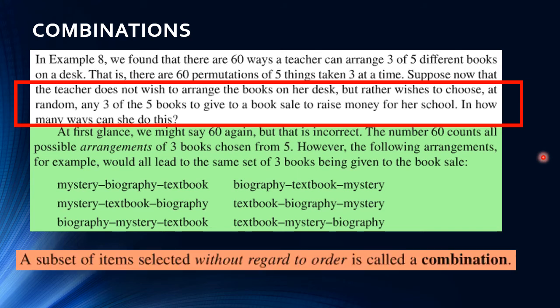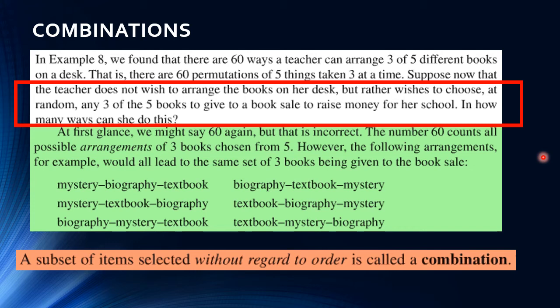A subset of items selected without regard to order is called a combination. Order is not important in a combination. I'm sorry, order is important in a permutation, all right?